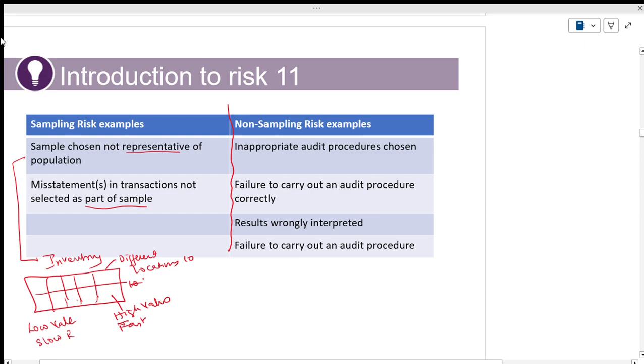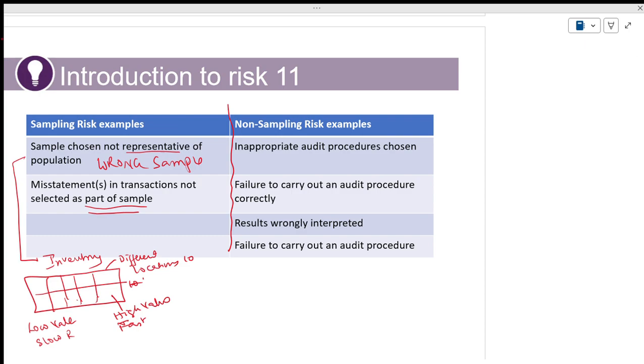If the sample chosen is not representative, not related to the particular objective, then it is going to be called a sampling risk. It is nothing but we are using a wrong sample. If we are using a wrong sample, then it is going to be identified as a sampling risk. Misstatements in transactions not selected as part of the sample.